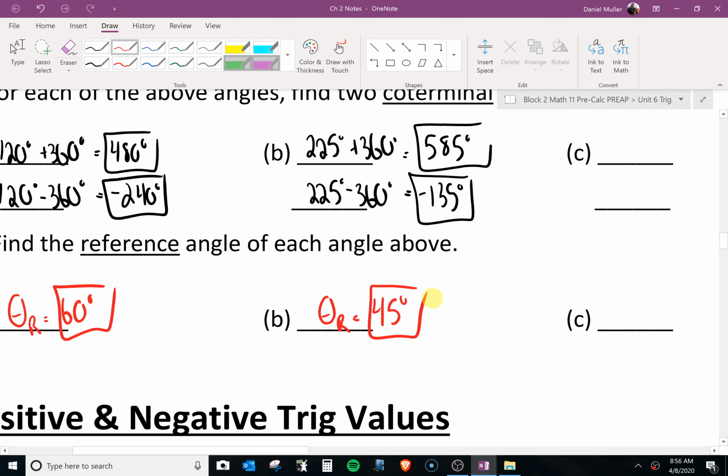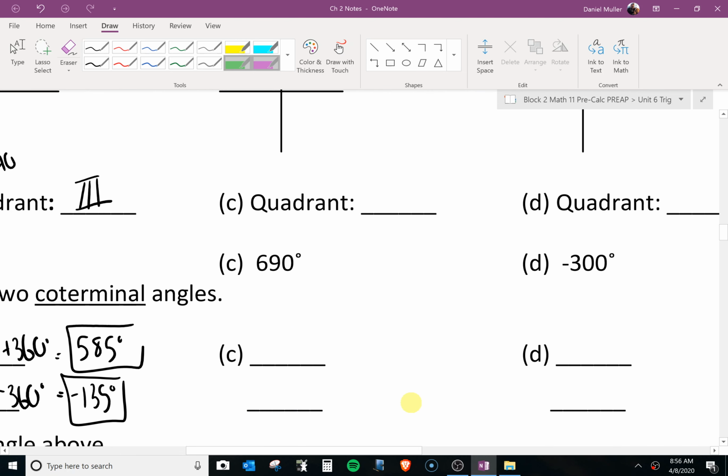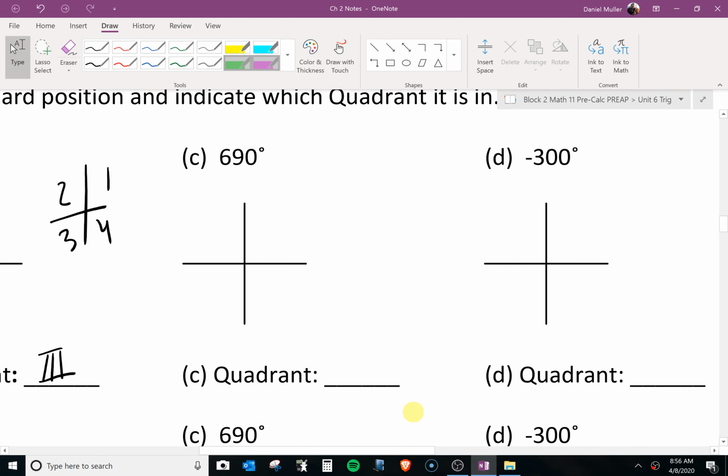All right, moving on to C. So 690 degrees. This one's weird because I know this is over 360 degrees. So I'll take 690 and I'll minus 360, just so that I know what this thing even looks like. So 0 minus 0 is 0, 9 minus 6 is 3, 3 minus 3 is also 3. So really what I need to do is just draw 330 degrees, but then make sure I do an additional loop.